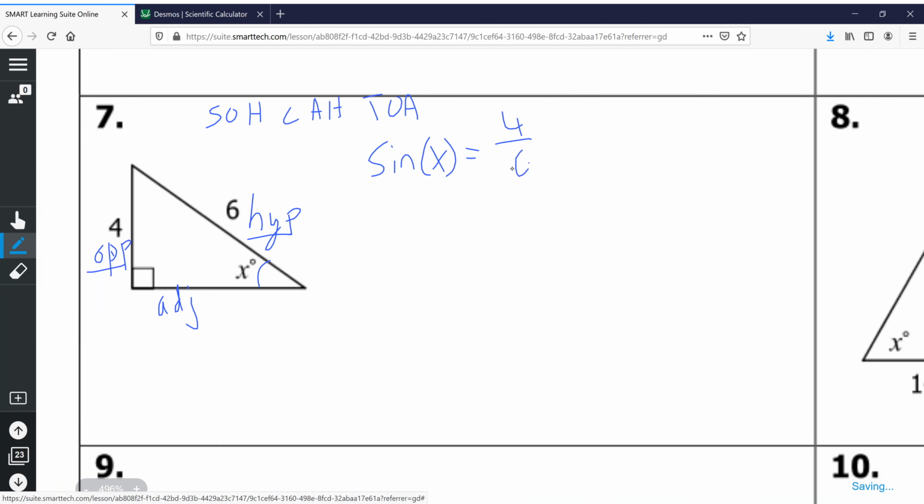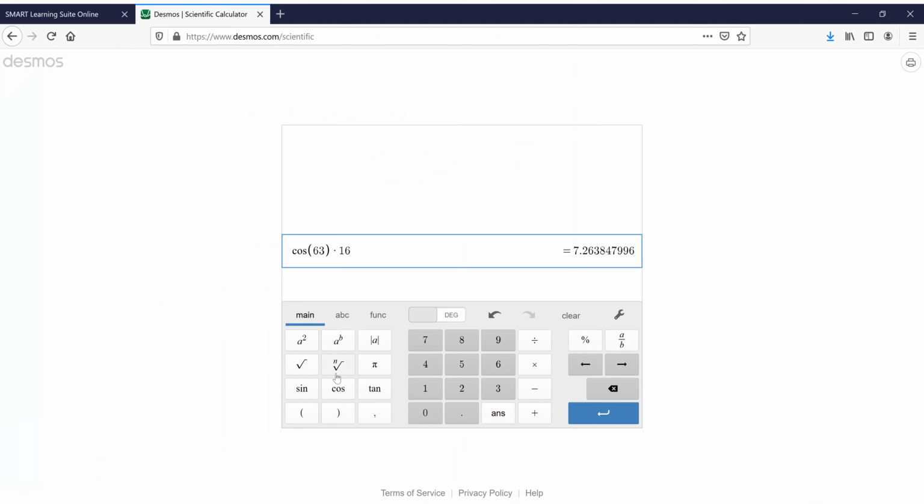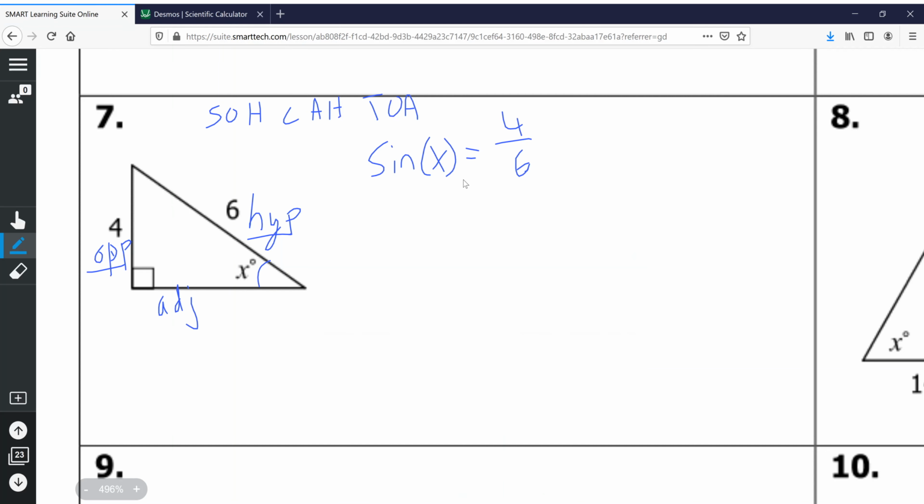Now here's the thing: normally we just plug this into the calculator, get a decimal out, and then solve for x. We can't necessarily do that here. It doesn't work like that. Instead of just plugging into a calculator, we have to do something else. I'm going to take a little hiatus and show you how to solve this.